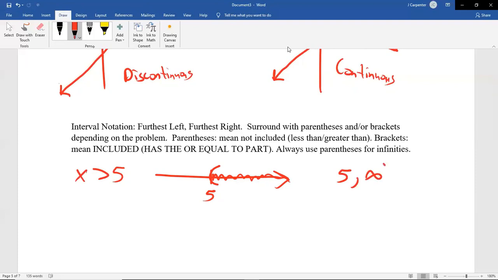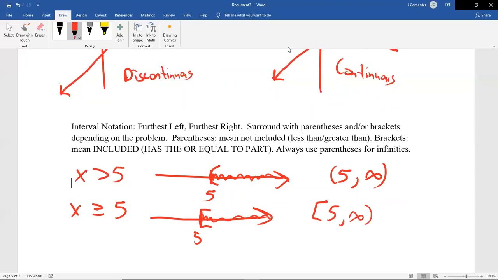We always use a parentheses for an infinity, and because this was a greater than, because there was no or equal, we parentheses the 5. But x is greater than or equal to 5 would look very similar, but with a bracket on the 5 because of the or equal, it is included. So that would be bracket 5, comma, infinity.